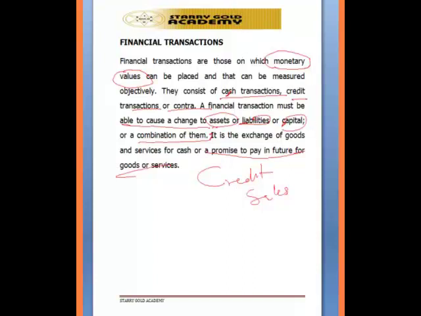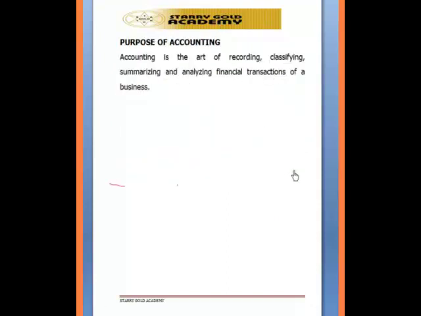We now move straight to the purpose of accounting. The purpose of accounting: why do we keep financial records? Why do we account for past transactions? I told you earlier on that the purpose of accounting is centered on accountability. The watchword for accounting is accountability. So accounting is an art of recording, classifying, summarizing, and analyzing the financial transactions of a business.